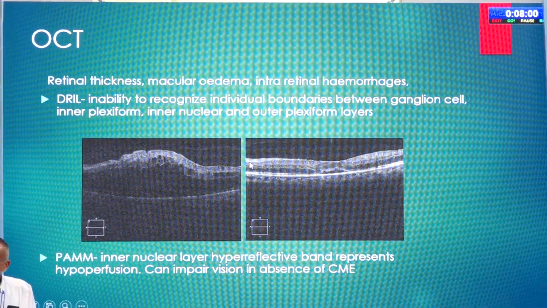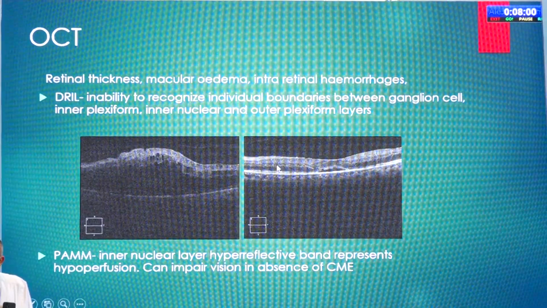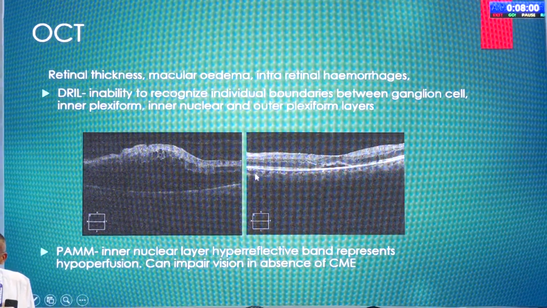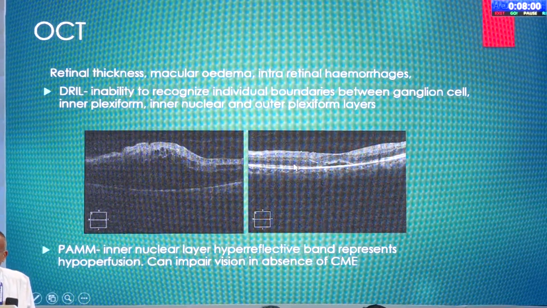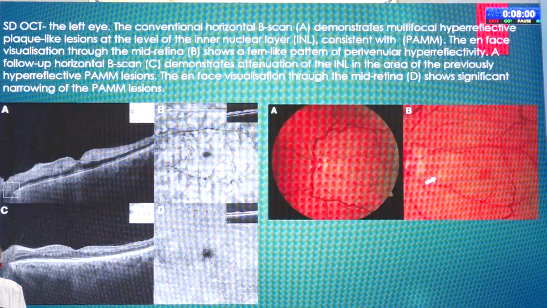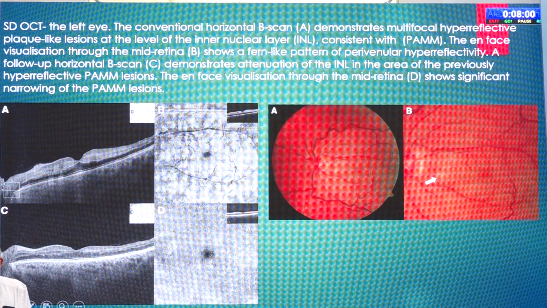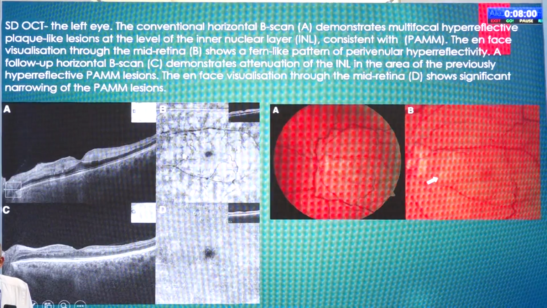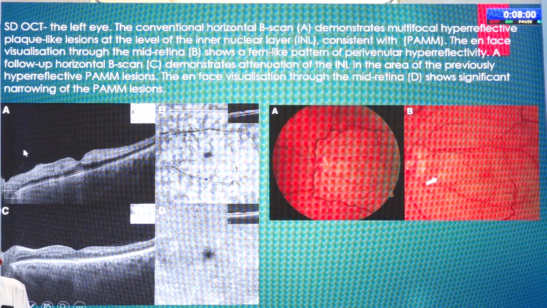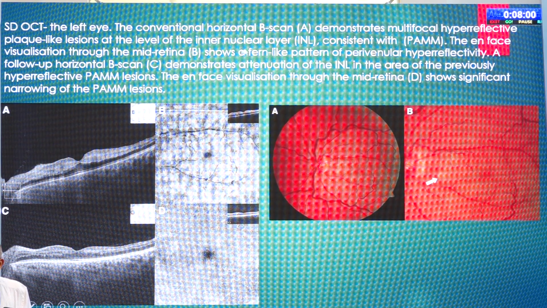And there is another important finding, that is PAM. That is the inner nuclear layer hyperreflective band. This represents hypoperfusion, and this can impair vision in the absence of CME. So this is another interesting finding in CRVOs. The en face photograph demonstrates multifocal hyperreflective plaque-like lesions at the level of the inner nuclear layer, consistent with PAM, as I said.